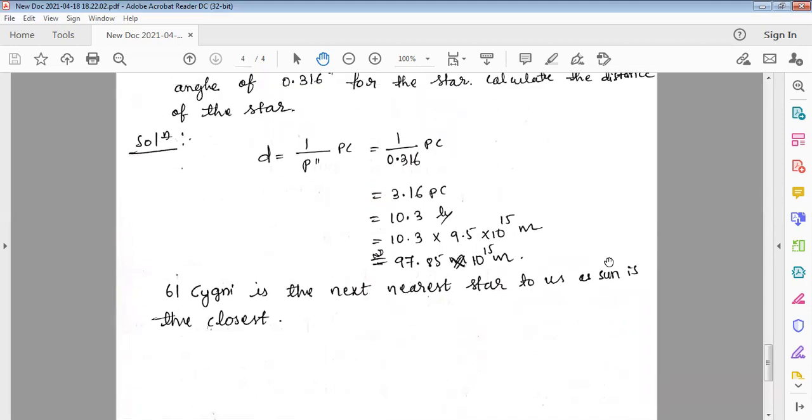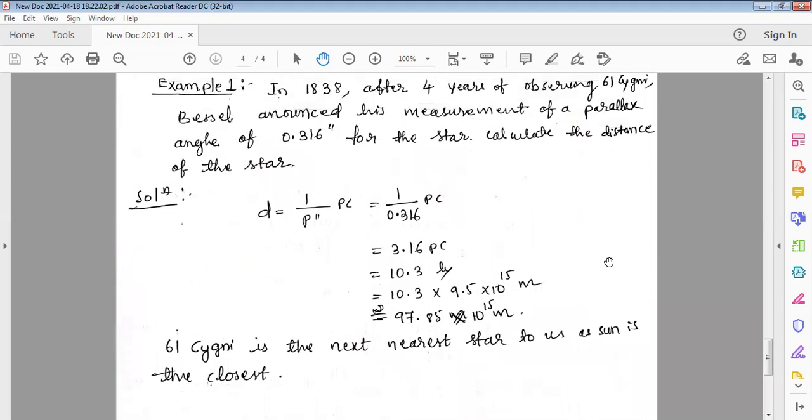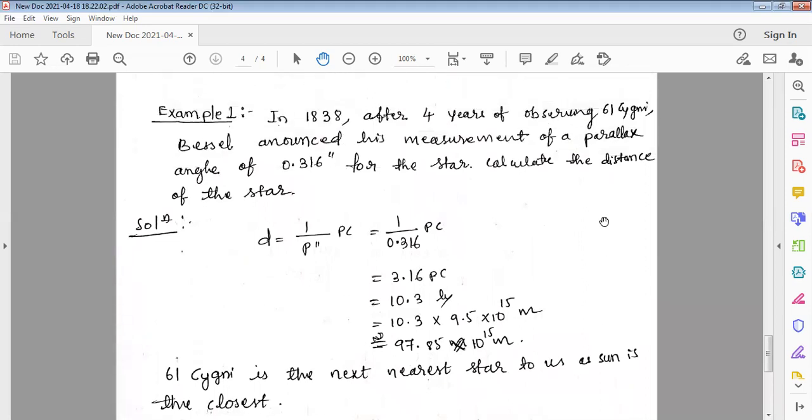So this is about the stellar parallax method, and you should read it carefully. It can be asked in the examination.